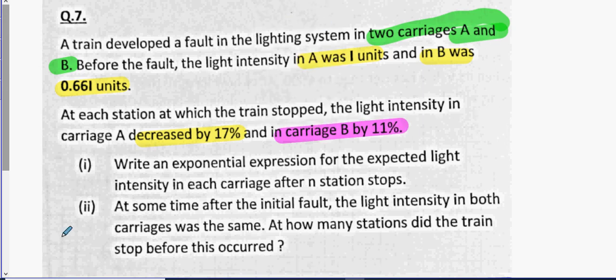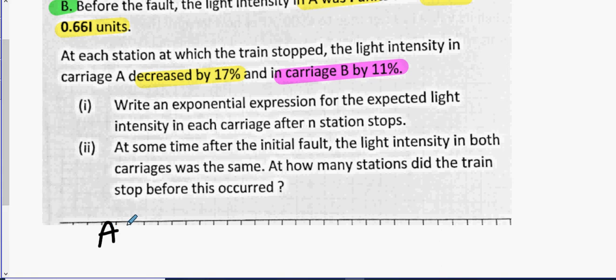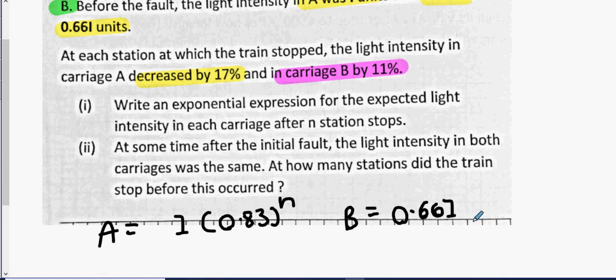Let's do A. A starts off at I units, and at every station it loses 17%. So you retain 83%, which is 0.83 to the power of n, and that's you done there. Cool. B. You start off at 0.66 of I, and at every station you lose 11%, which puts you at 0.89 to the power of n. Good so far?